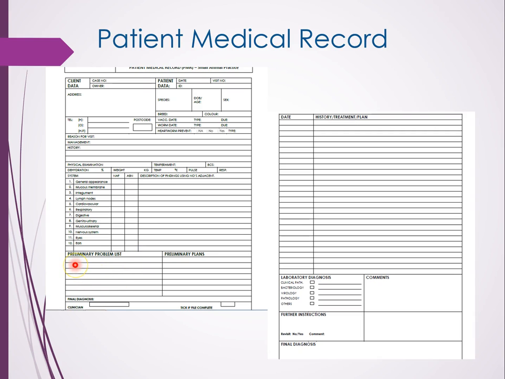So if there's a problem number 1, what will be the plan for problem number 1? You can list that as 1A, 1B, 1C, and problem number 2 will be 2A, 2C, and so forth. So if you manage to get your final diagnosis during this visit, you can note down your final diagnosis down here, and you will put your credentials there.